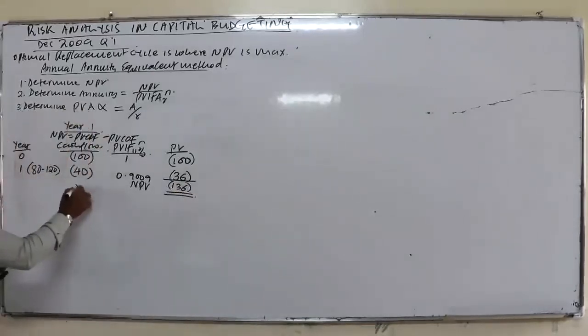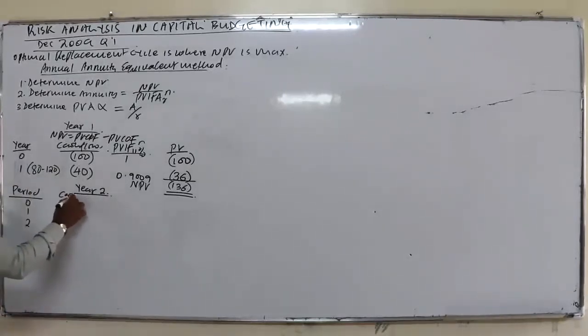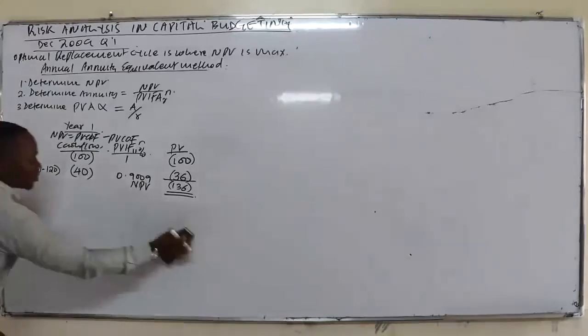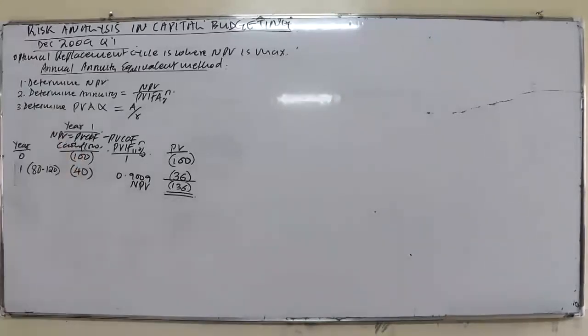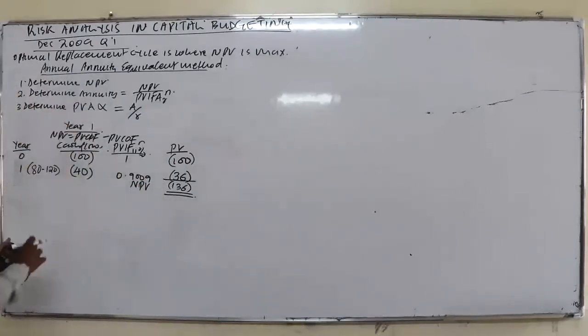What if now we replace in year 2? If we decide to replace in year 2, you have our period 0, 1, 2. Then we get our cash flows. Or before we go to the second step, or to the year 2, we haven't completed the first one. So in this case, we are saying that under this method, we determine the NPV. Then step number 2, determine the annuity.